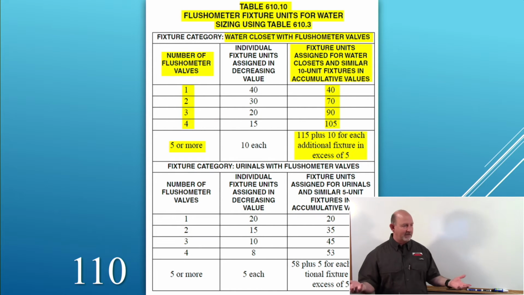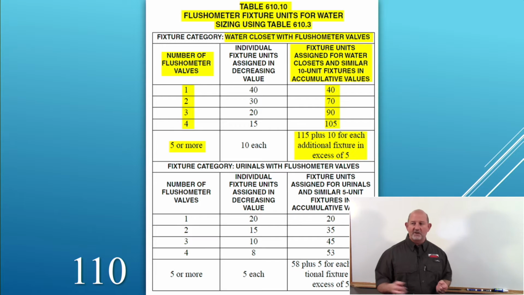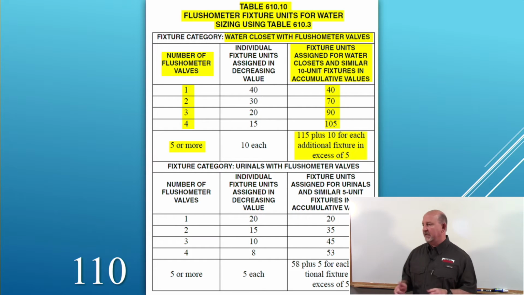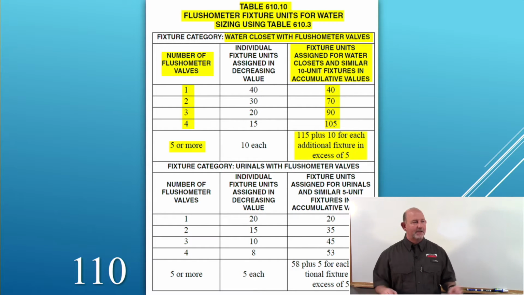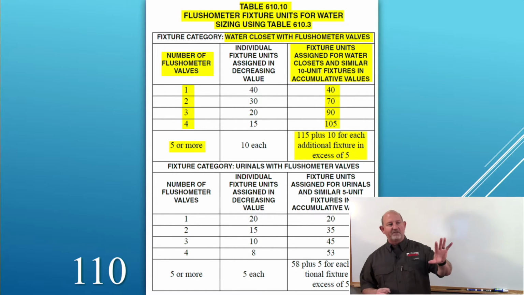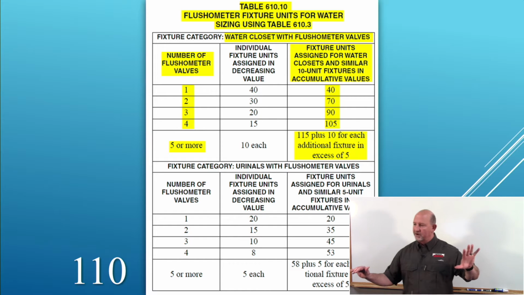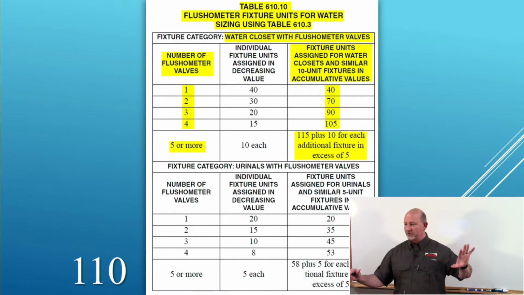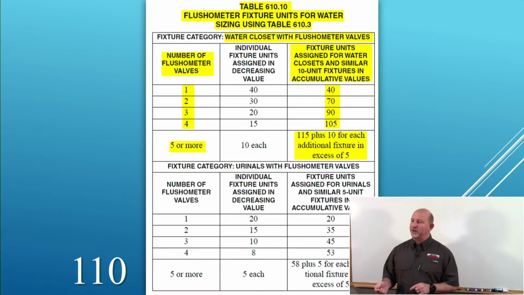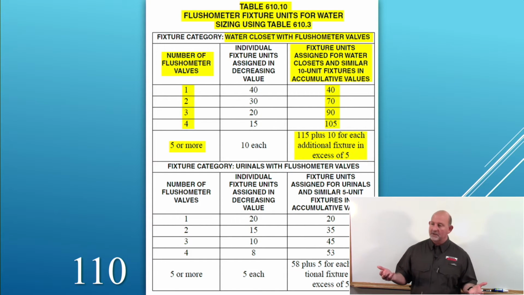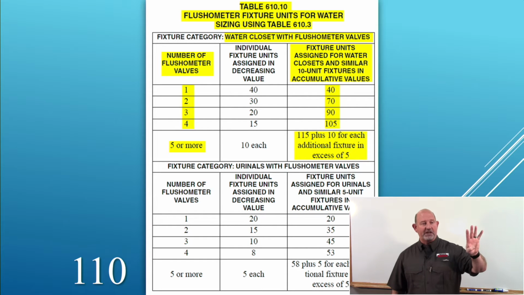5 are worth 115. Now be careful with that number 5. 5 are worth 115, period. People say, well, hold on, wait, it says plus 10. Okay, hold on. I've got 5 flushometer valve water closets. That's a total of 115 water supply fixture units. Notice what it says, 115 plus 10. That's where people get in trouble because they partially read and stop and guess what that means. So some people would have said 115, 25, 35, 45, 55. That's not true. 115 bought you all 5 of those.